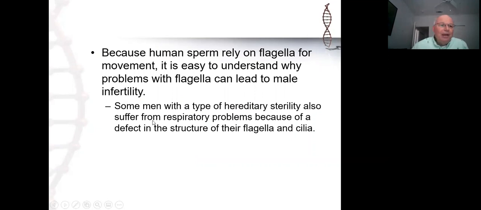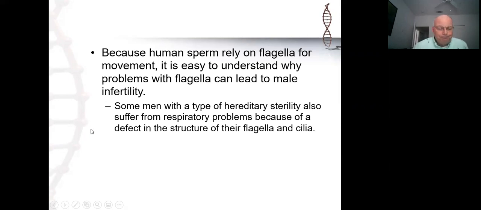If you have errors in cilia function or flagella function, then in the case of some men, it's a cause of their sterility, because if the sperm can't swim well or are paralyzed in some fashion, they can't move from the vagina up through the uterus, up into the fallopian tubes where fertilization actually occurs. So having non-functional flagella could be a reason for infertility.